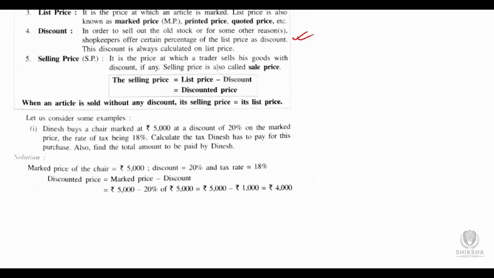So first we need to calculate the discount, or the discounted price. We know that mark price is 5,000, discount is 20%, and tax is 18%. This is the data given in the question. Discounted price is mark price minus discount. So mark price is 5,000 minus 20% of 5,000, that is equal to 5,000 minus 1,000, it is 4,000. This is the discounted price.